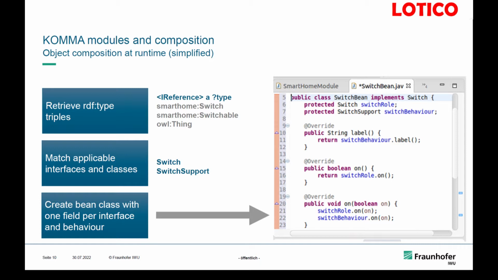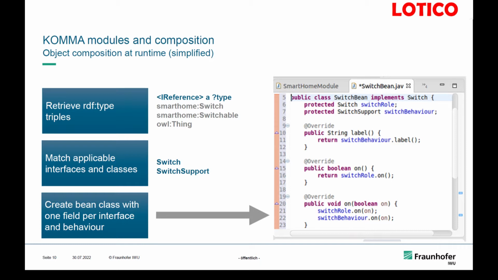And now we come to the point where the interfaces and the behaviors are composed at runtime. This is a three-step process. First, the RDF type triples are fetched for a reference. Let's assume we got the three types: smart home switch, smart home switchable, and all thing for a specific reference. Now those types are matched to applicable interfaces and classes.